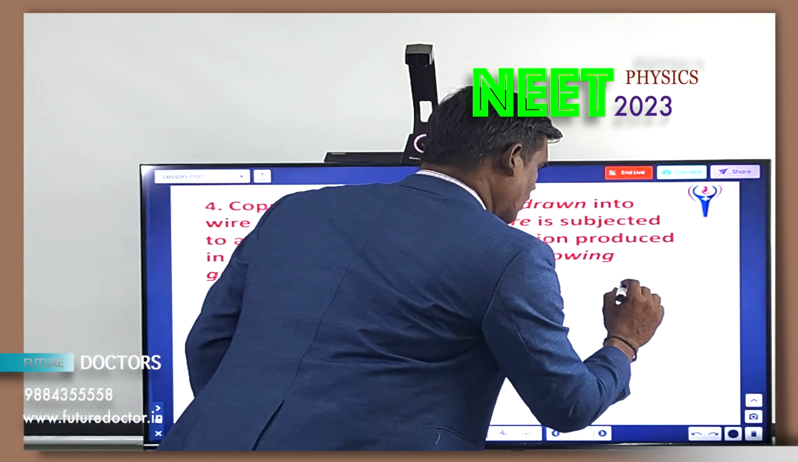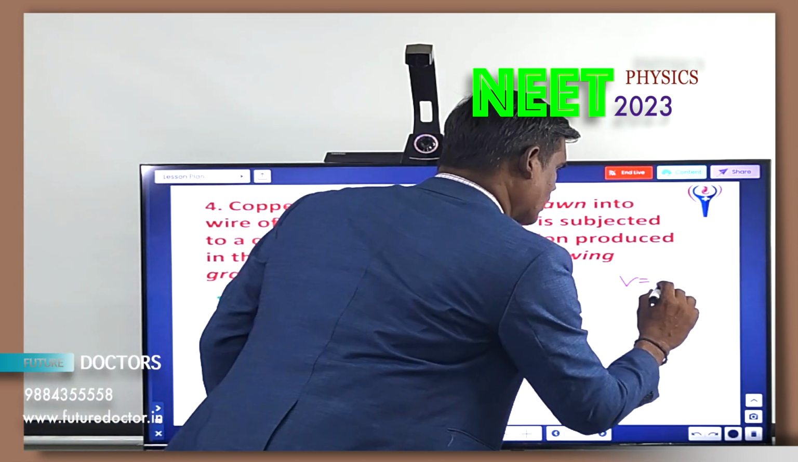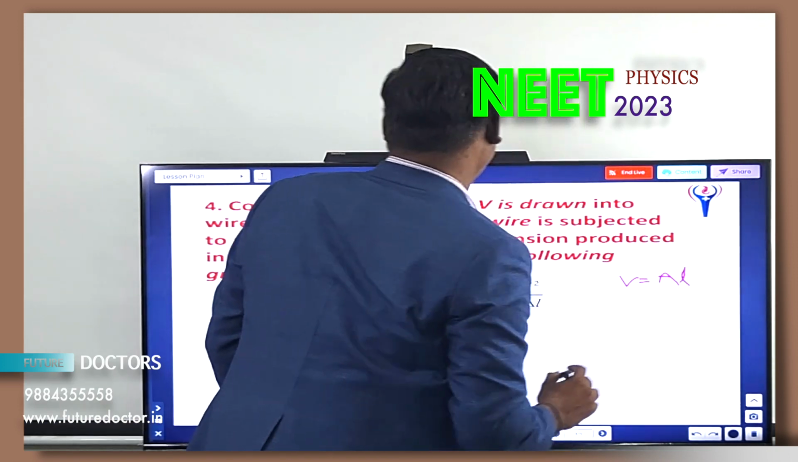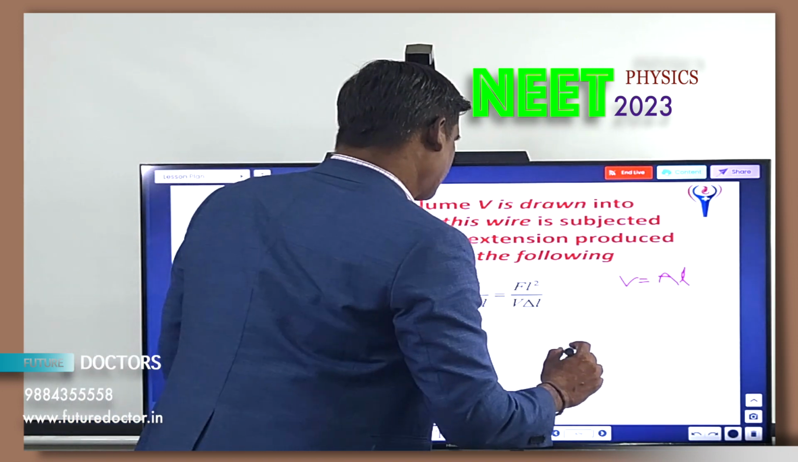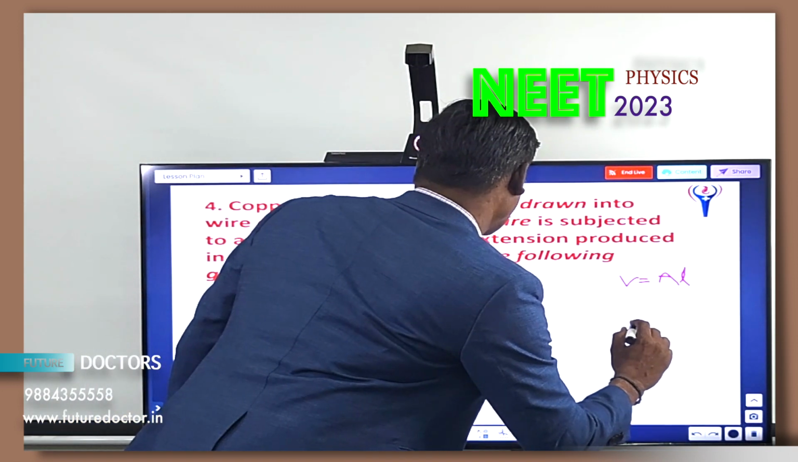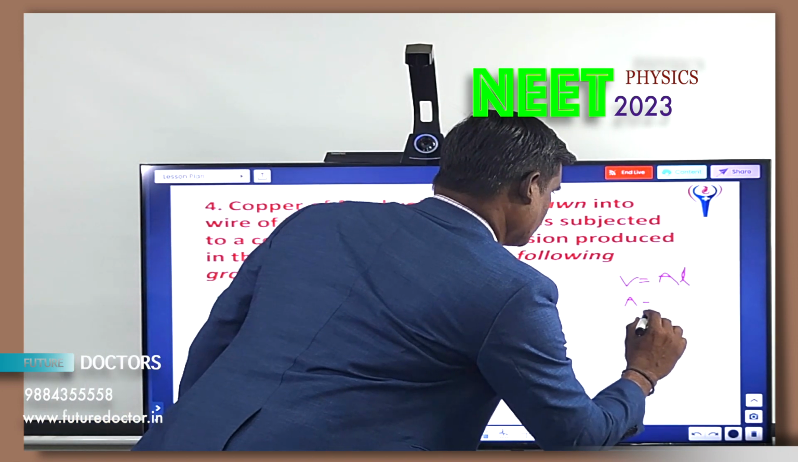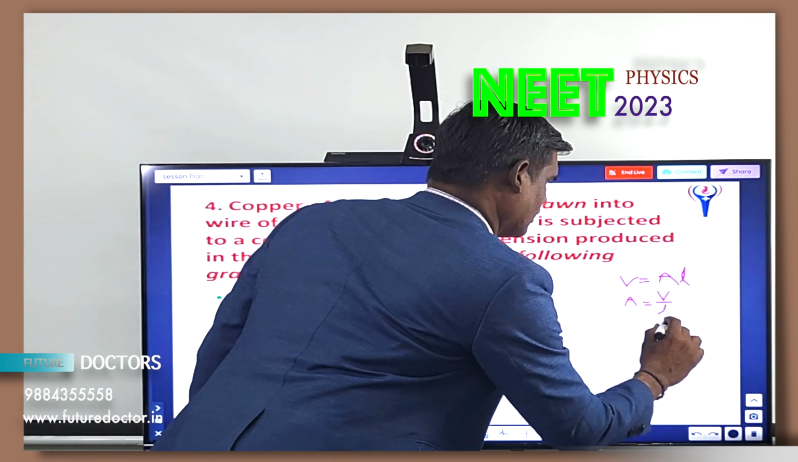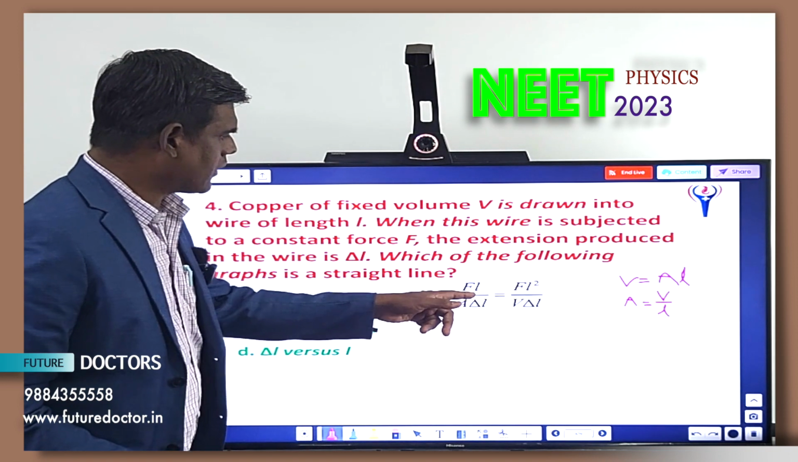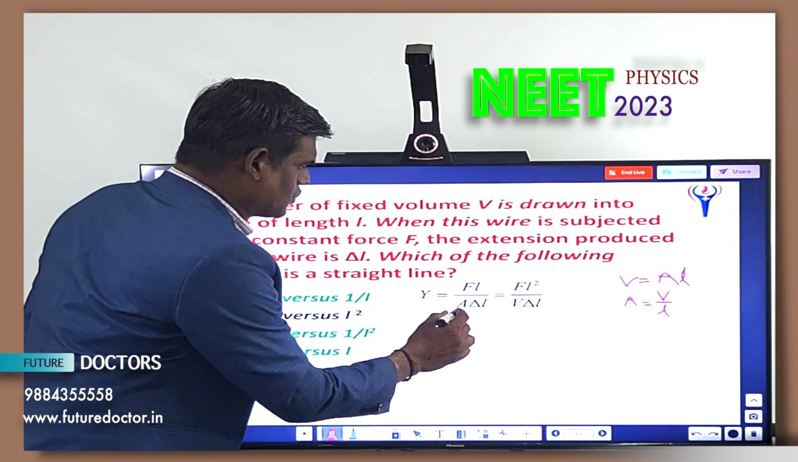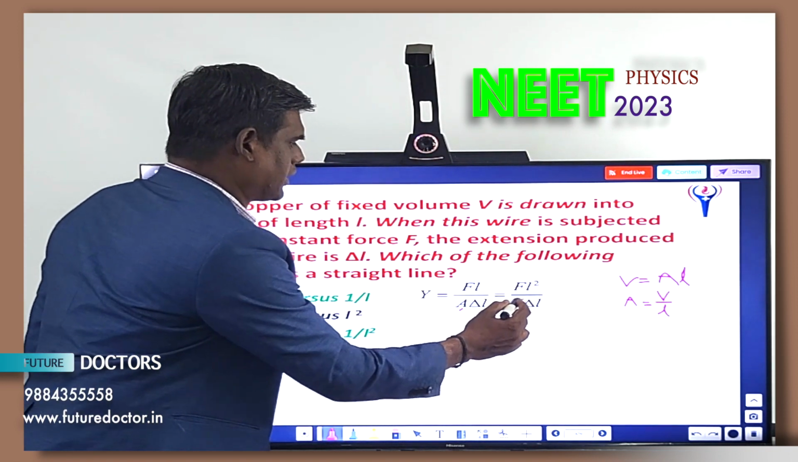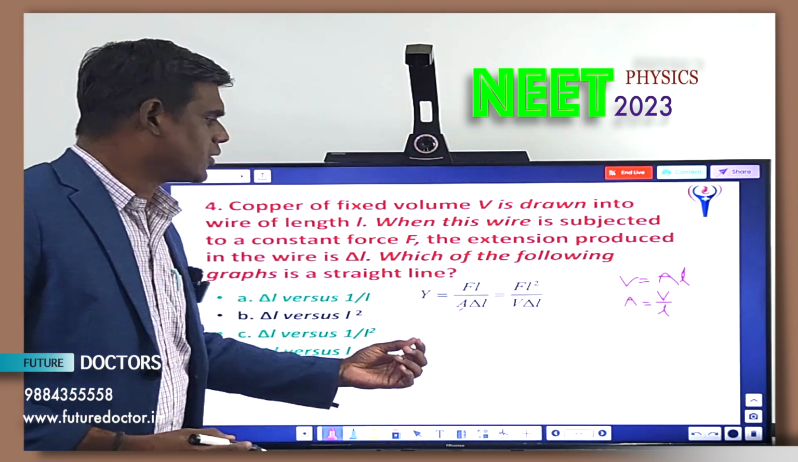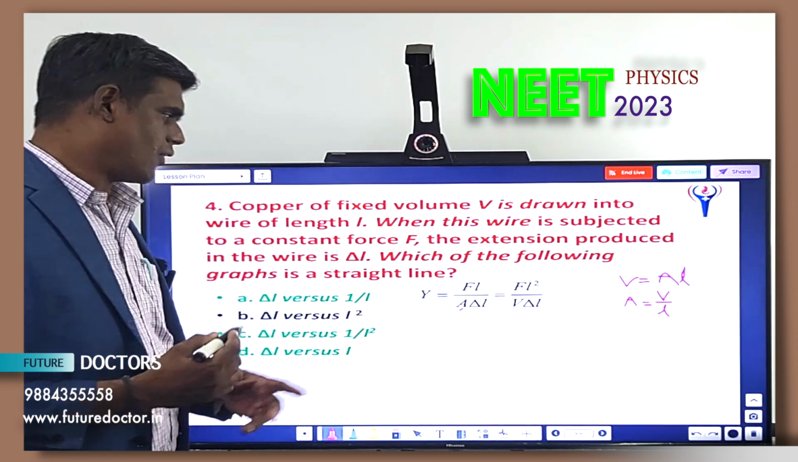We know the formula: volume V equal to A into L. From that, A equal to V by L. Substitute into Y equal to FL by A delta L, with A equal to V by L. Then our required formula is Y equal to FL square by V into delta L. This is our derived formula.